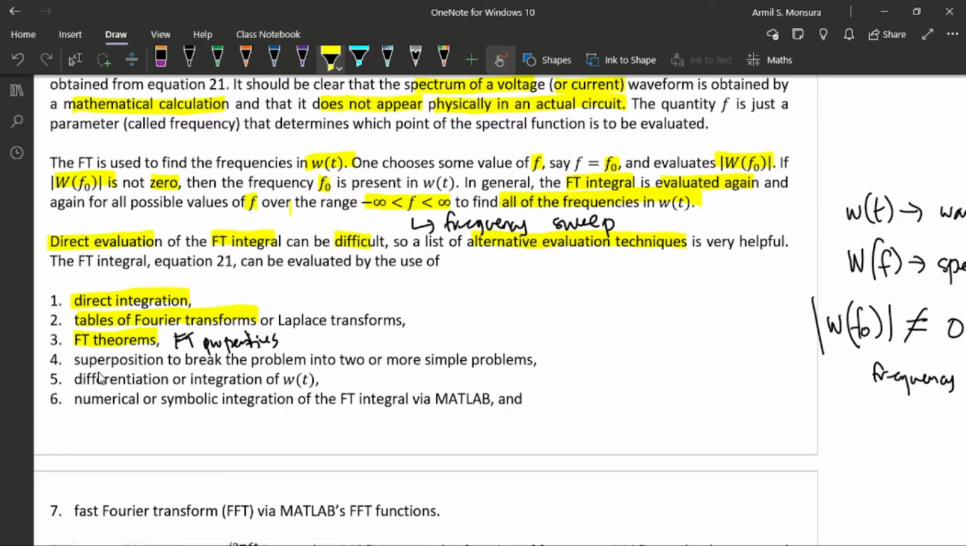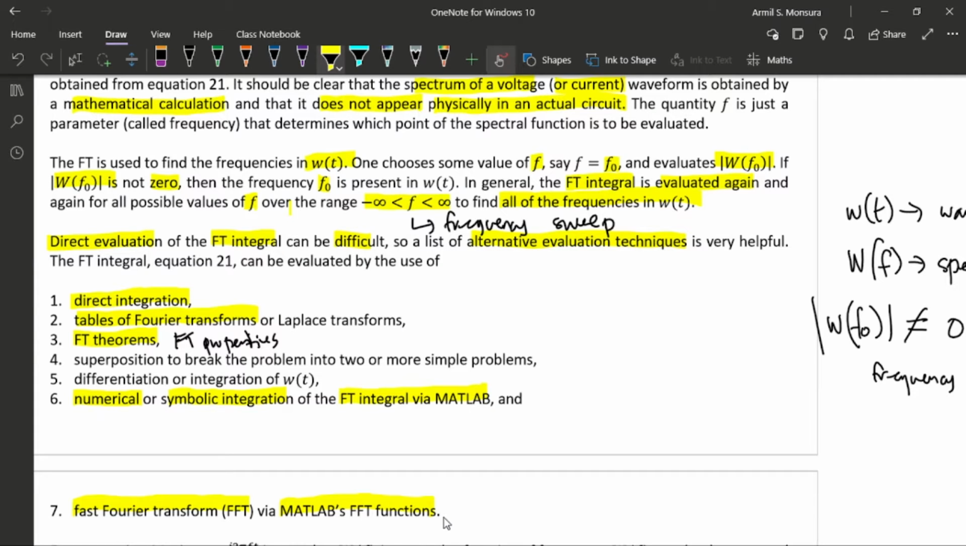We may be able to use superposition to break the problem into two or more simpler problems. Okay, differentiation or integration of your waveform. Now, in a later case, we will focus more on the interpretation and analysis of the spectrum. We will be actually having the numerical or symbolic integration of the Fourier integral via MATLAB, and a much better method, the use of fast Fourier transform, via MATLAB's FFT functions.